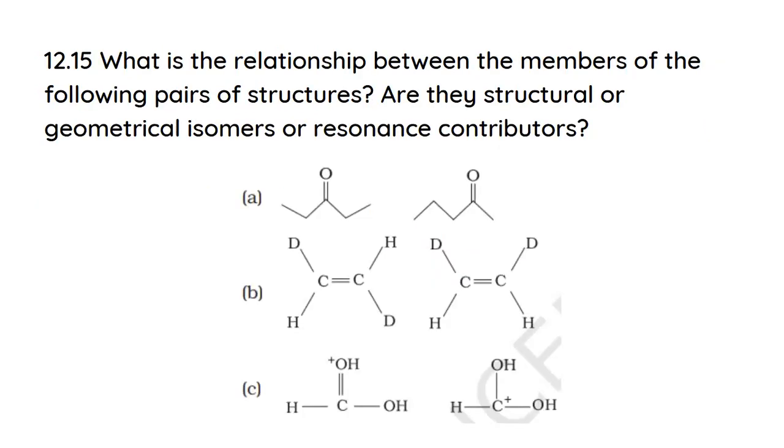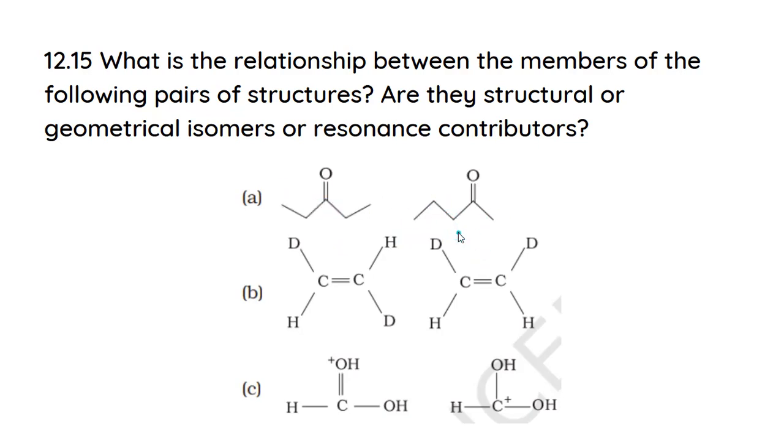In this, what is the relationship between the members of the following pairs of structures? Are they structural or geometrical isomers or resonance contributors? So the first one, you have the CO group attached to the third carbon atom, whereas this is attached to the second carbon atom, which means they are actually structural isomers, positional isomers to be more specific, as well as metamers. Metamers because you have a CO group. Ketones can show metamerism, and the number of carbon atoms on either side is different. In this case, they have 2 carbon atoms on each side, and here you have 1 and 3.